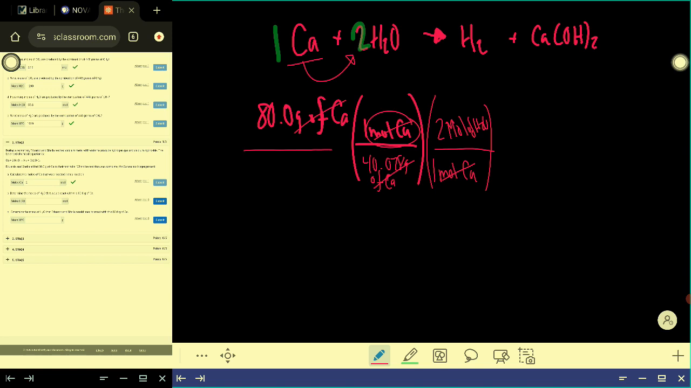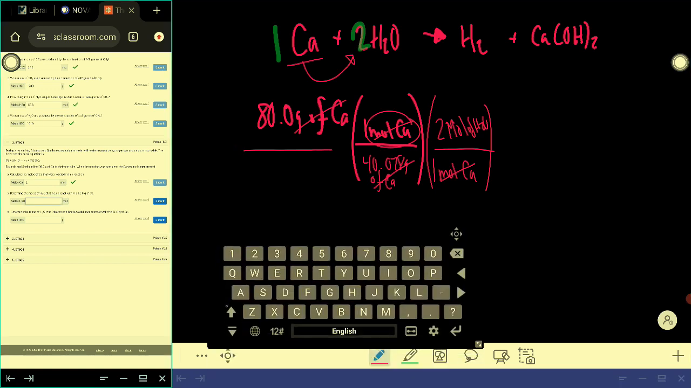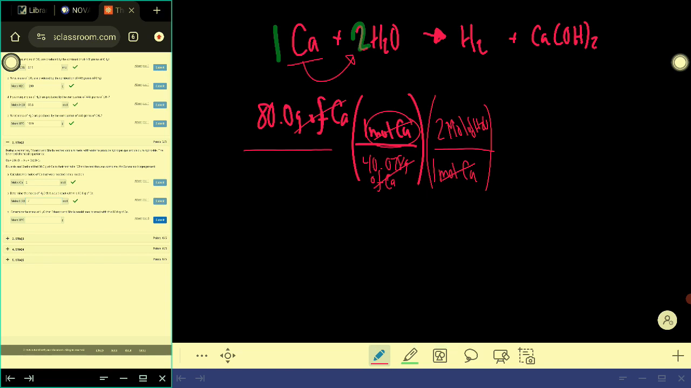Moles of H2O cross off. I'm in moles of calcium, cross off, and I'm in moles of H2O. So I'm actually just going to take my previous number times 2, which will actually give me about 4. Okay, so I just took that times 2.